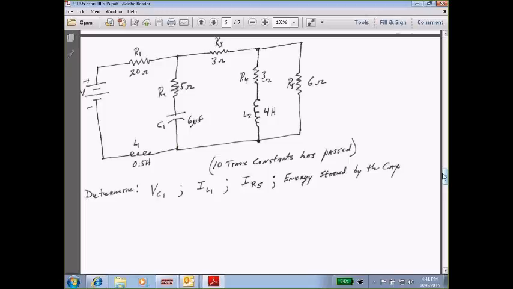One of the common mistakes that occurs with calculating the energy stored by the cap, students tend to put in source voltage there rather than the voltage across that particular cap that is involved.